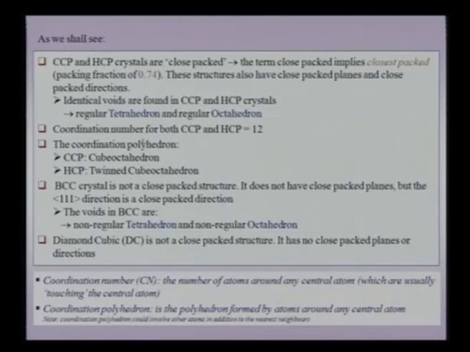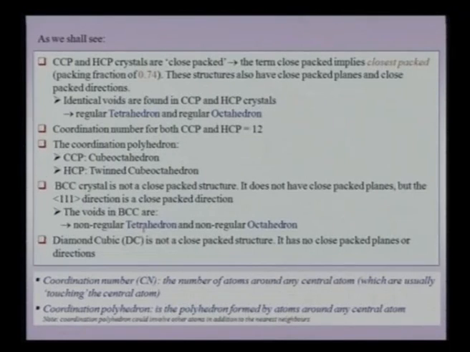As we shall see, the coordination polyhedron for cubic close-packed is the cuboctahedron, and for the HCP is the twinned cuboctahedron. We will also note the BCC crystal is not a close-packed crystal. That means its packing fraction is less than 0.74. It does not have any close-packed planes, but the 111 direction in the BCC is actually a close-packed direction. The voids in BCC are not regular polyhedra like the tetrahedra or the octahedra. On the other hand, they are not fully distorted either, so we can call them non-regular tetrahedron and non-regular octahedron, and we will see the shapes of these polyhedra.